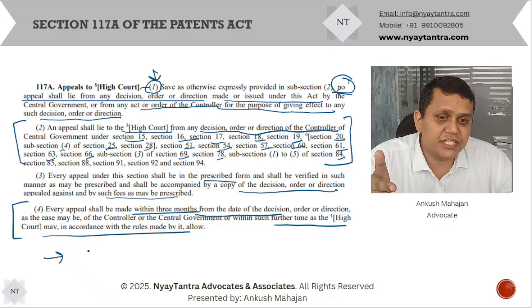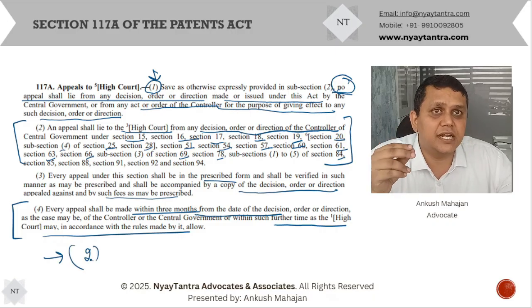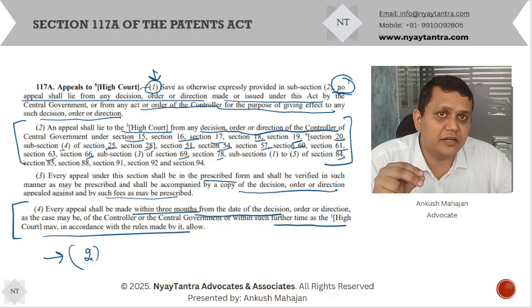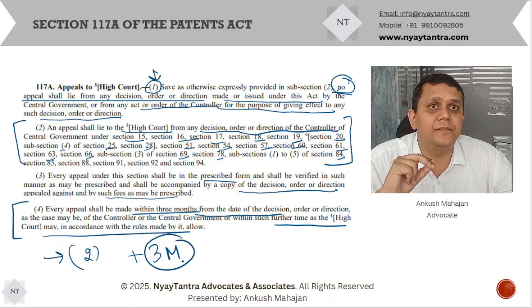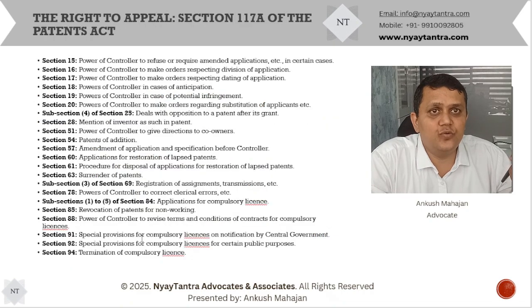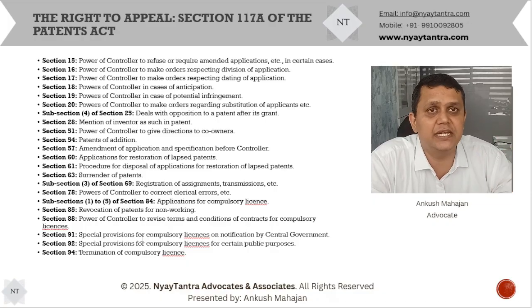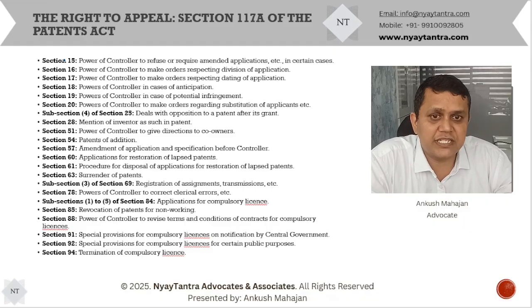So if we see 117A, it says that there is a list of sections under which only you can file an appeal. Then we have the 3 months time period to file an appeal. So let us quickly go through the various sections or subsections under which, if an order is passed and you are aggrieved by that particular order, you have the right to file an appeal under section 117A of the Indian Patent Act. So firstly we have section 15, in which the Controller requires amendment of the claims, and those amendments are not in accordance with section 15.